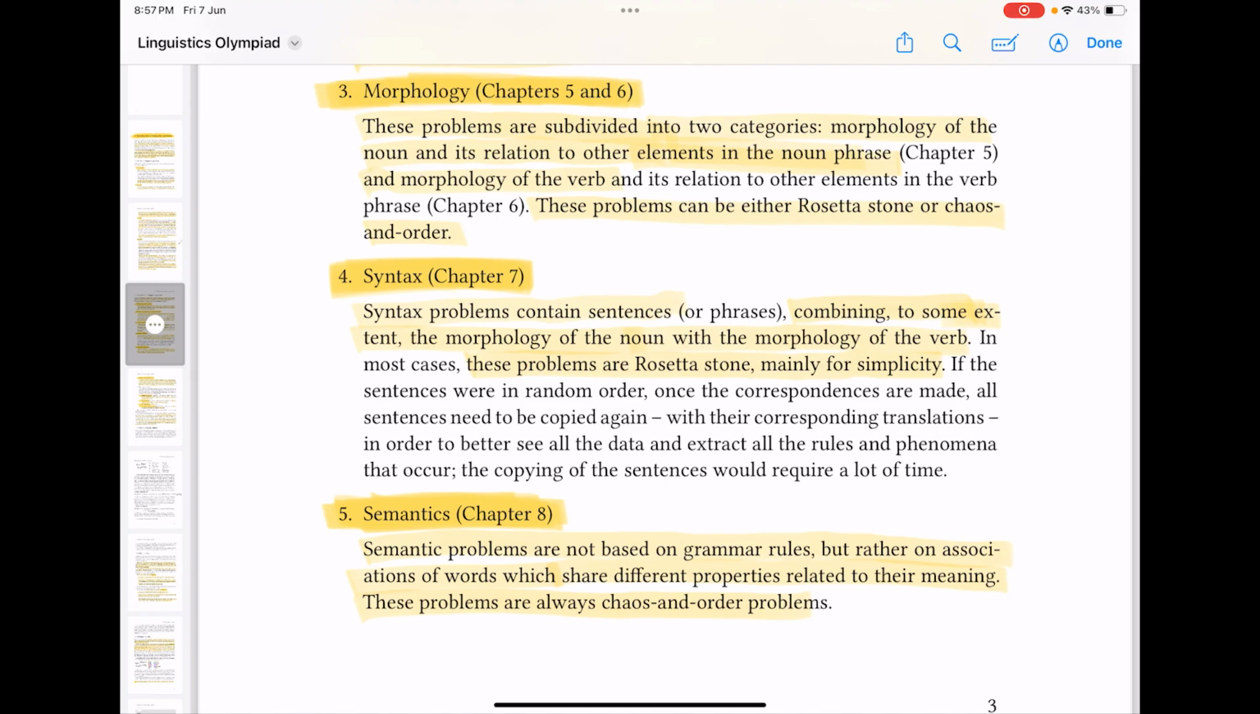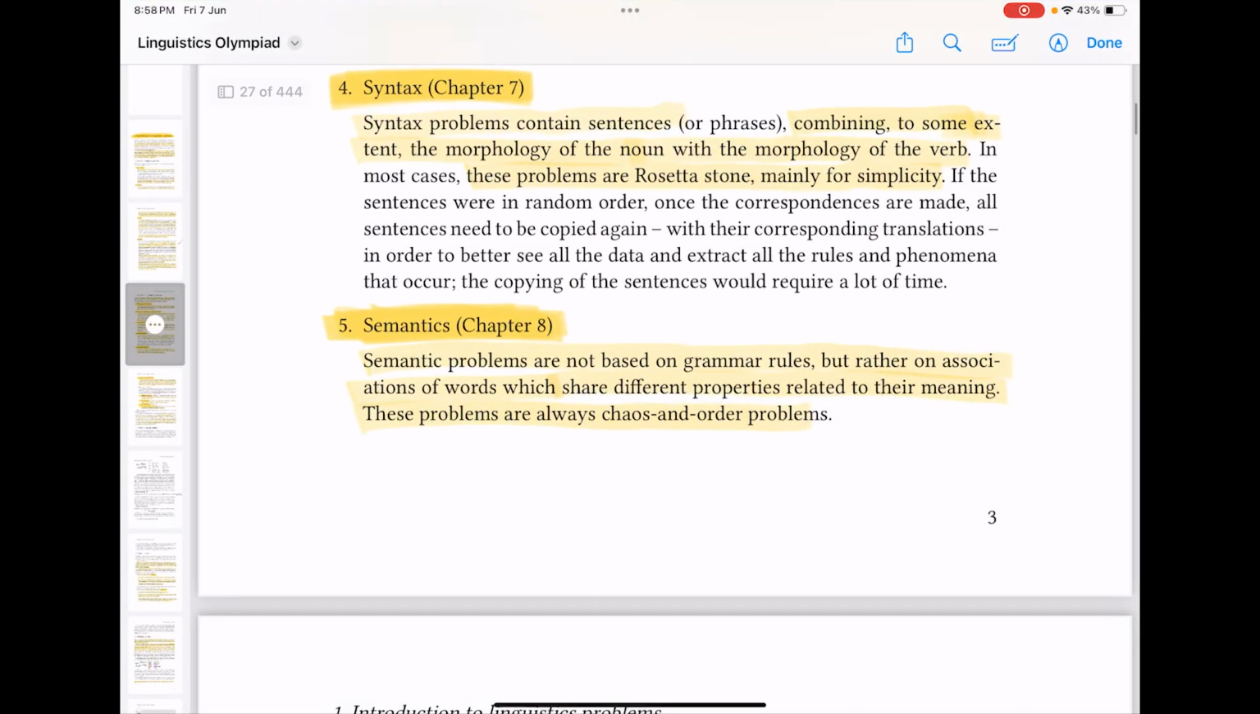Then there's morphology, the study of words. Here you'll usually need to classify morphemes, the smallest single unit of meaning. These problems can be divided into noun phrases and verb phrases. These can either be Rosetta Stone or chaos and order. It doesn't really matter. These are quite fun to solve. Then there's syntax, the study of sentences. These are usually Rosetta Stone because for chaos and order it becomes too complex to see. These usually combine morphology into a large statement and then you decipher the grammatical rules.